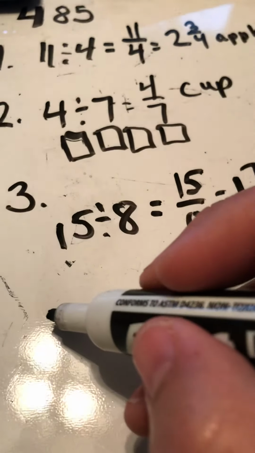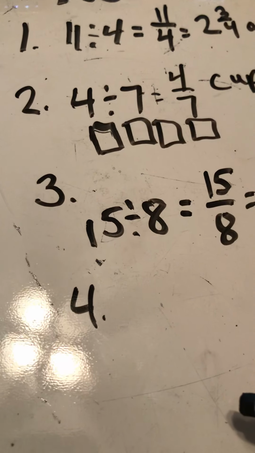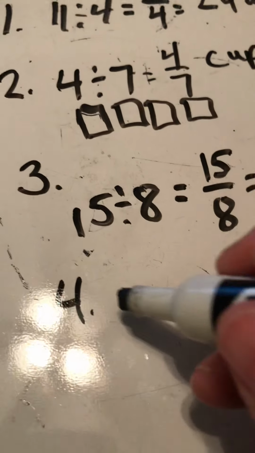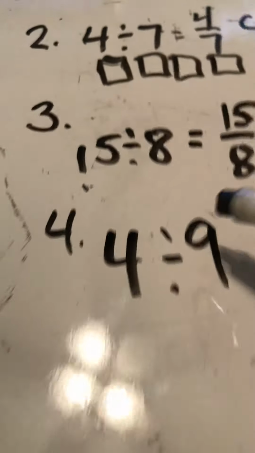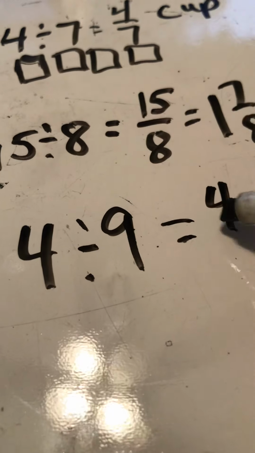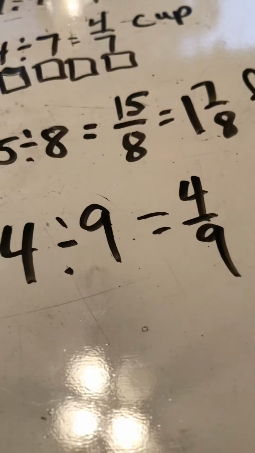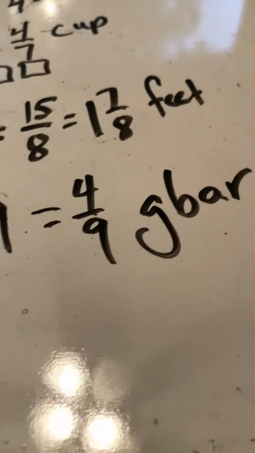And number 4. There are 4 granola bars to be shared equally among 9 students. All right, so we have our 4 granola bars. We have our 9 students. Because we have more students than granola bars, not everyone's going to get a full granola bar. In fact, they're going to get 4/9 of a granola bar.